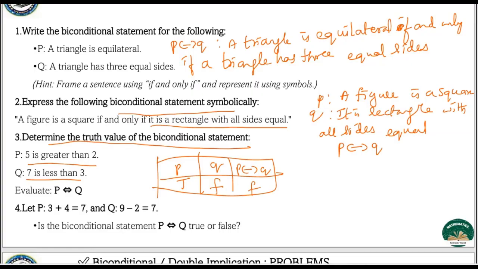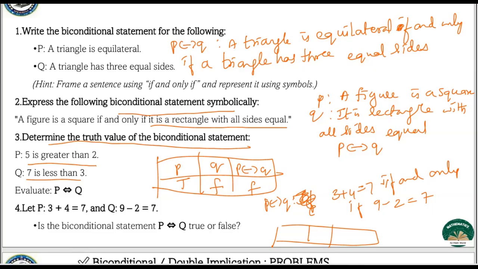Then next one is 3 plus 4 is 7, and 9 minus 2 is 7. What is the biconditional statement for this? P double implication Q: 3 plus 4 is 7 if and only if 9 minus 2 equals 7. Now what will be the table for this? P, Q, P double implication Q. So 3 plus 4 is 7, it is T. Then 9 minus 2 is also T. If both the values are same, the answer is T.